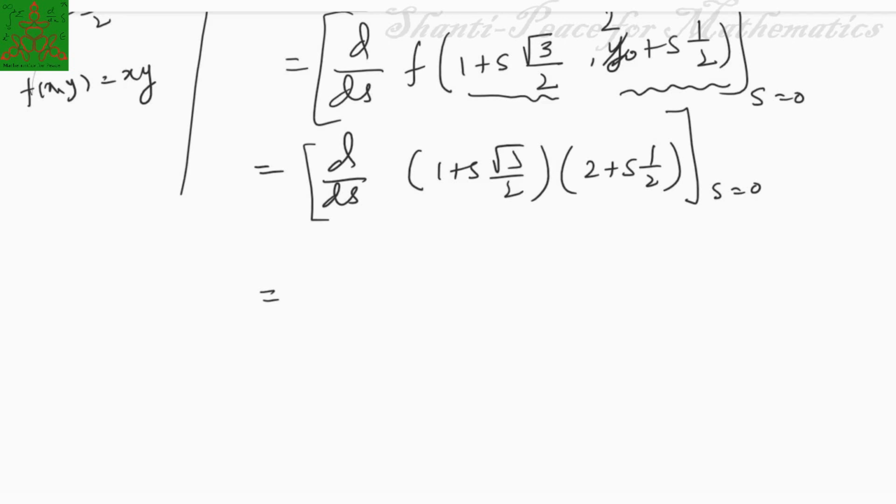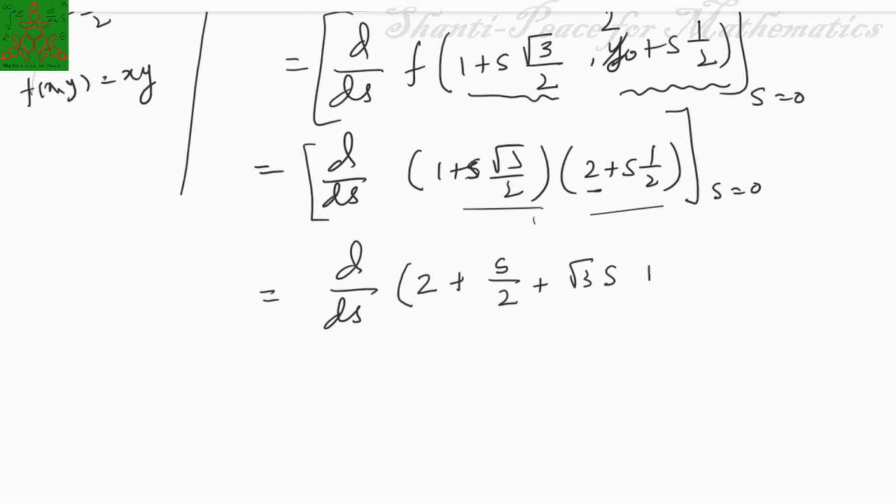For that you can apply the product rule, or you just multiply these two brackets and then apply the derivative. So I'm just first multiplying these two brackets. So it is 1 into 2, it is 2. Then 1 into s by 2, so it is s by 2, then it is 2 into s root 3 by 2, so it is root 3 s, plus s square root 3 by 4.